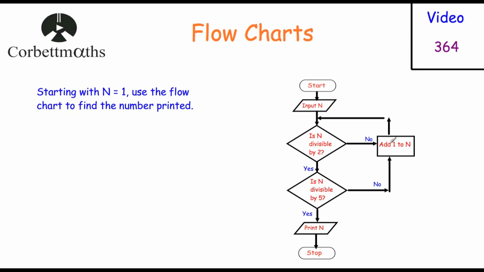No, add 1, 9. So we're up here. Is 9 divisible by 2? No, so add 1, 10. And then we go, is 10 divisible by 2? Yes. Is it divisible by 5? Yes. Print n. So that's going to be equal to 10. And that's it. So find the number printed, 10.